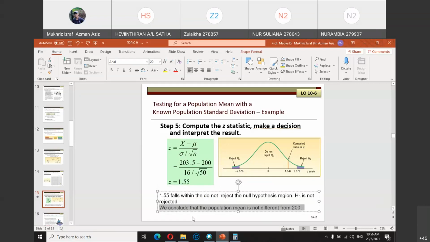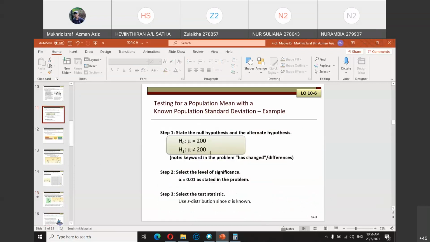If you reject, let's say we reject H0, we conclude that the mean is different. Why different? Because that is what your H1 states. Your H1 states that the mean is different than 200. If you reject H0, you are going to support H1, so your sentence will be, we conclude that the mean is not equal to 200. But because we cannot reject in this exercise, we conclude that the mean is not different.